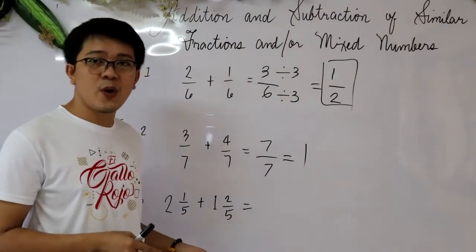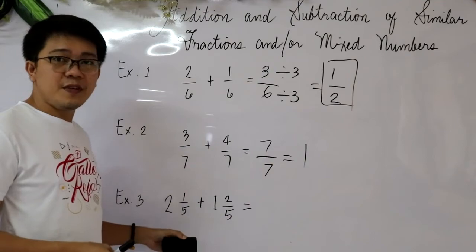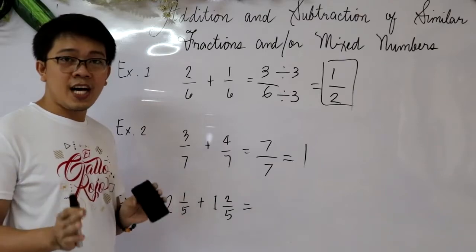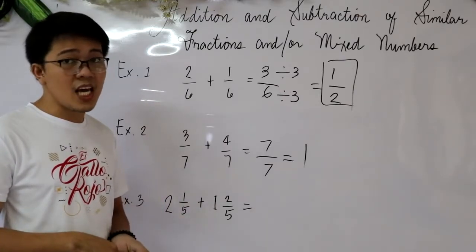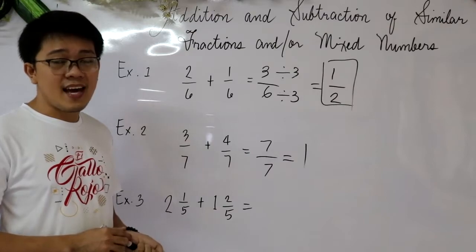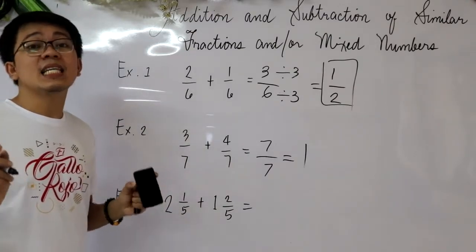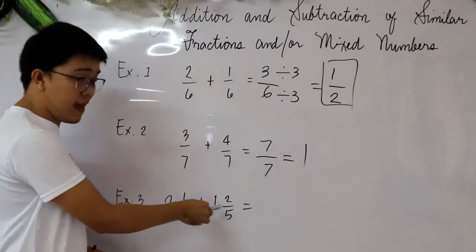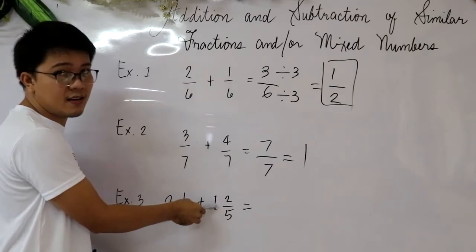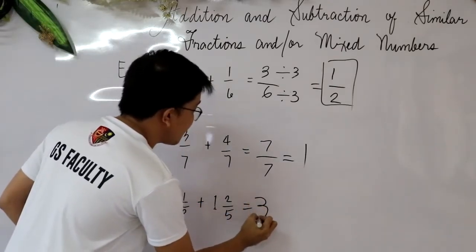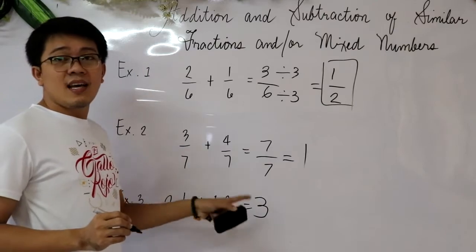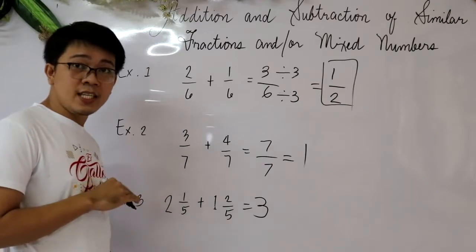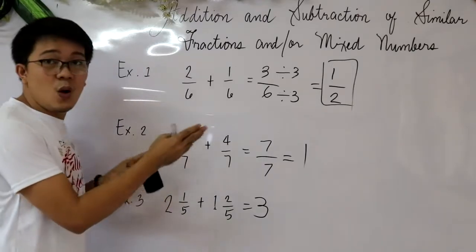Let's try to solve this problem here. 2 and 1/5 plus 1 and 2/5. What do you think is the rule on adding mixed numbers with the same denominators? Yes, we first add the whole numbers. Now what are the whole numbers here? Yes, 2 and 1. What is 2 plus 1? Perfect, it's 3. Now I usually write the whole number in a bigger font, okay, just to give contrast to the fraction. Now let's go on to the fractions.